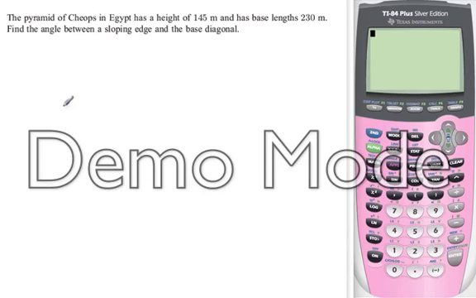The pyramid of Cheops in Egypt has a height of 145 meters and has base lengths of 430 meters. Find the angle between a sloping edge and the base diagonal.